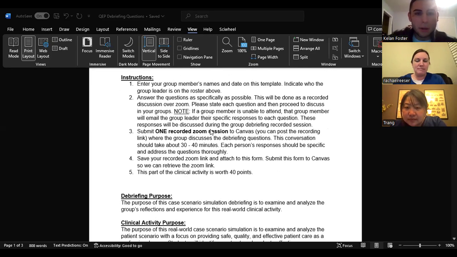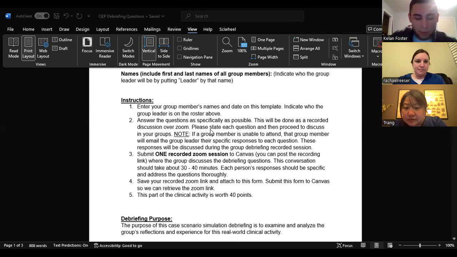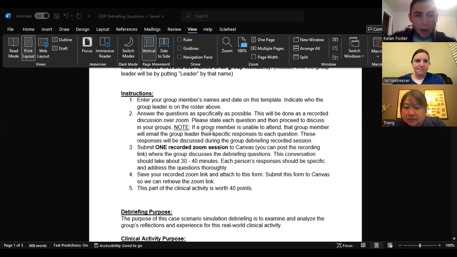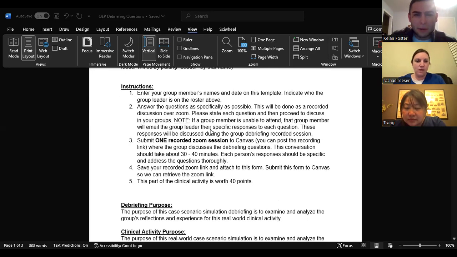The instructions are: enter your group members' names and date on the template, and indicate who the group leader is on the roster above. They've indicated that they want me to be the group leader, so that's what we'll do. We'll answer the questions as specifically as possible. This will be done as a recorded discussion over Zoom, which we are doing. You state each question and proceed to discuss in your groups. Note if anyone is unable to attend; that's not applicable to us because everyone is in attendance. Submit one recorded Zoom session to Canvas, and I will do that.